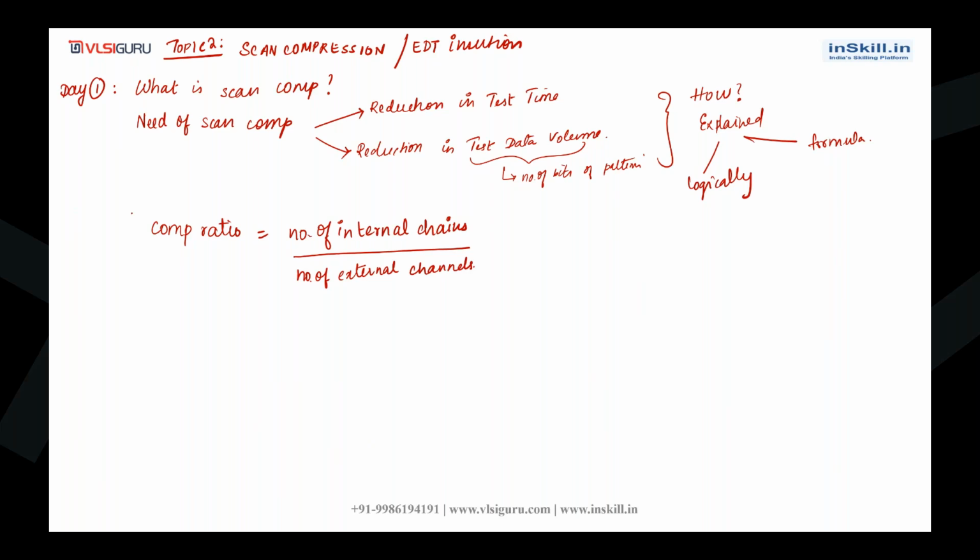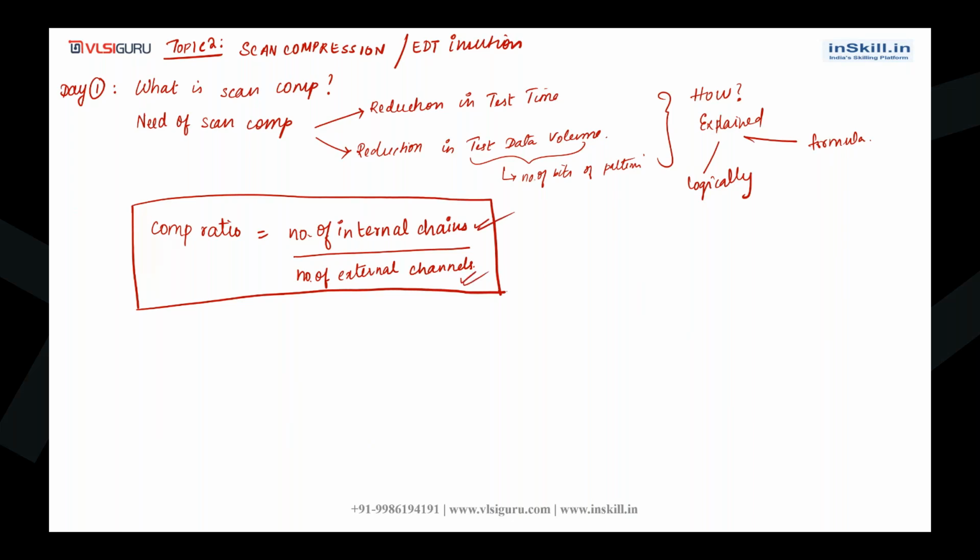So this is what is the compression ratio. Compression ratio is the number of internal chains divided by the number of external channels. We will try to understand this compression ratio as well, and we will also try to understand how to decide the number of internal chains and external channels for a particular project.